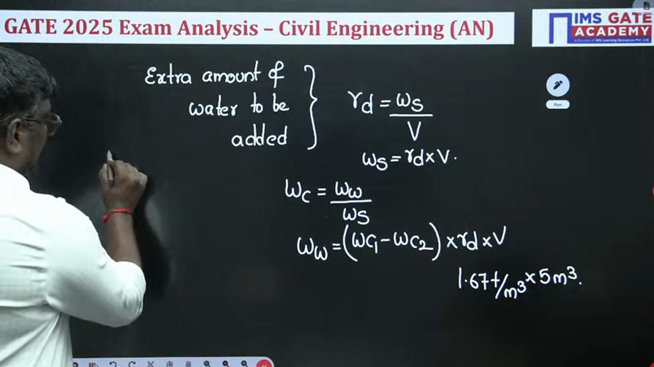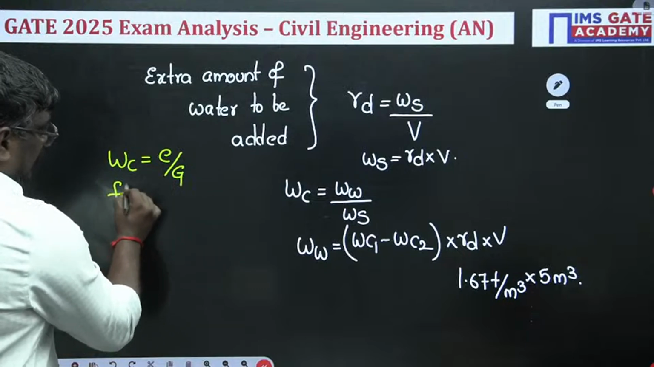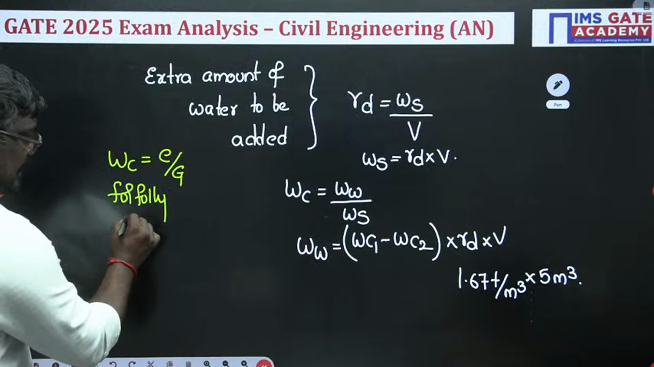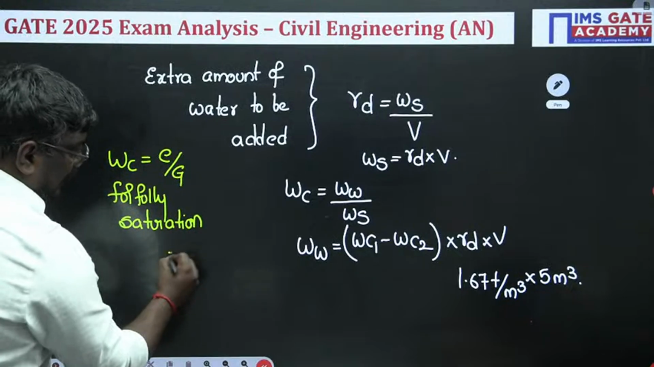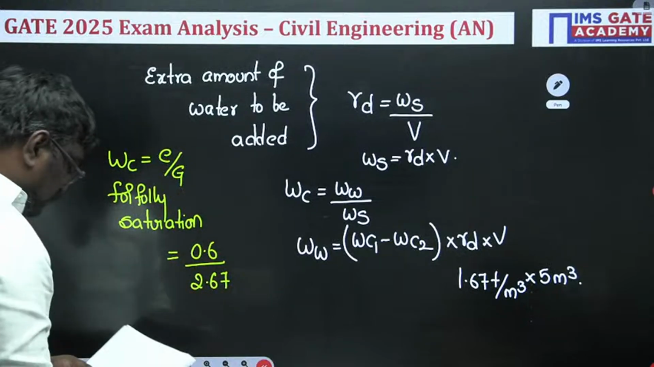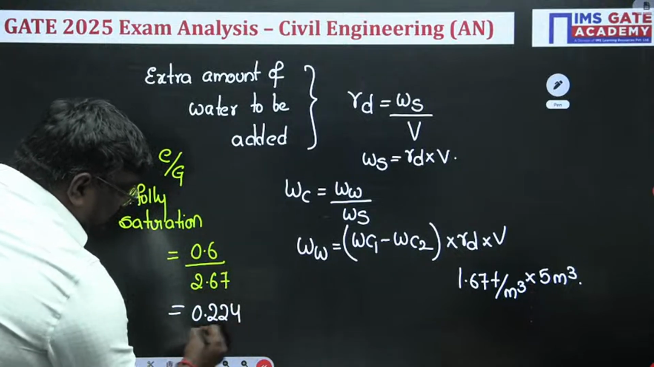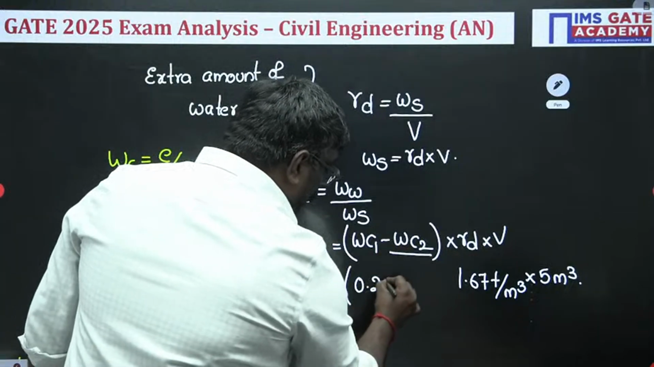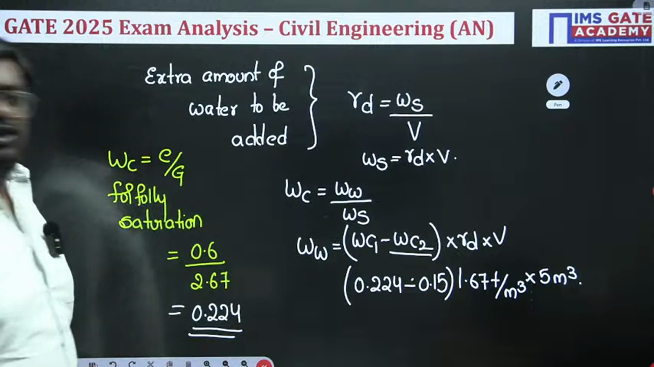So what is water content 1? Water content for full saturation: SR will be taken as 1. For full saturation, water content is equal to e by G. E is 0.6 divided by specific gravity 2.67, so you will get water content as 0.224. Now the initial water content they have given is 0.15, so 0.224 minus 0.15 will be equal to 0.07.